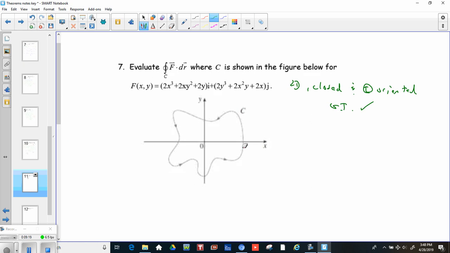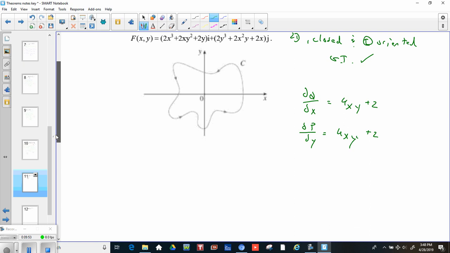So remember, to do Green's theorem, we need dq dx. The derivative of the second piece here with respect to x is going to be, bring that out front, 4xy plus 2. Then dp dy. The derivative of this piece with respect to y, that's 0. This is going to be 4xy plus 2.